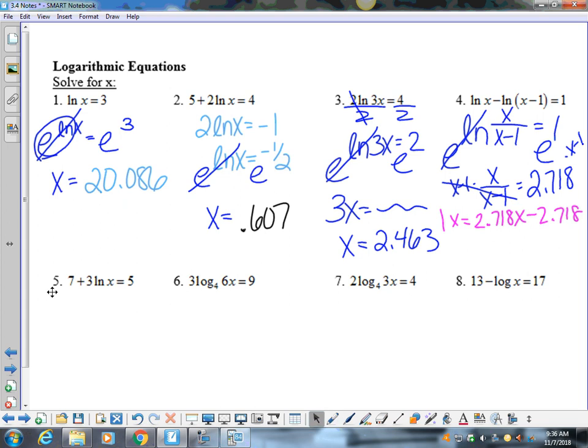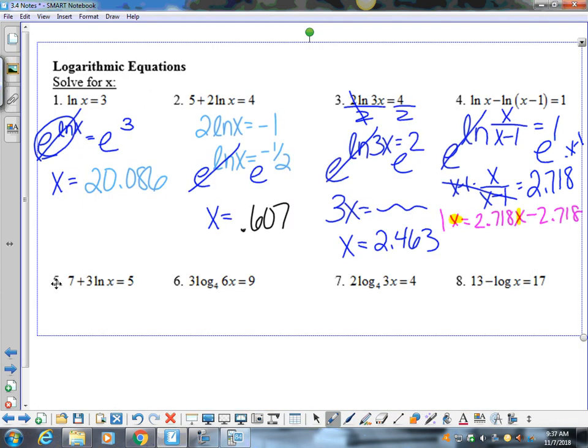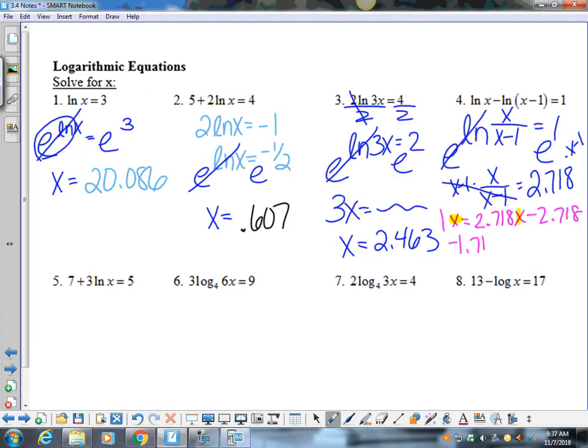Yeah. My x's are, you're fine, here. So I need to get them together. So I need to do 1 minus 2 point, is it 718? 718. Okay, so negative 1.718x equals negative 2.718.